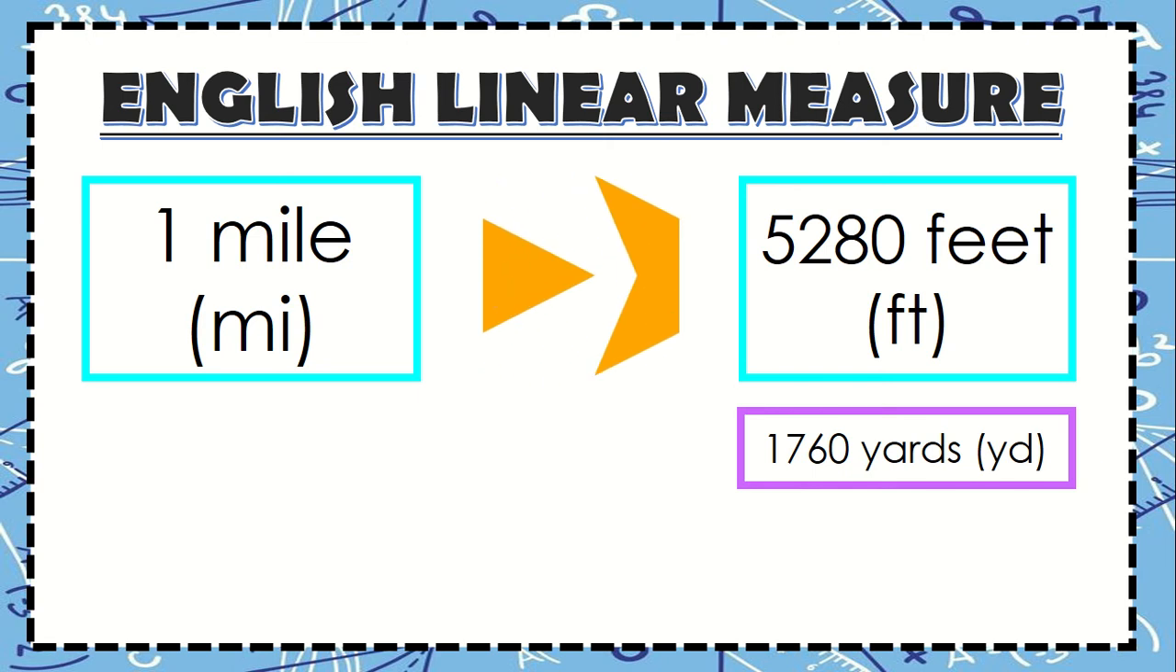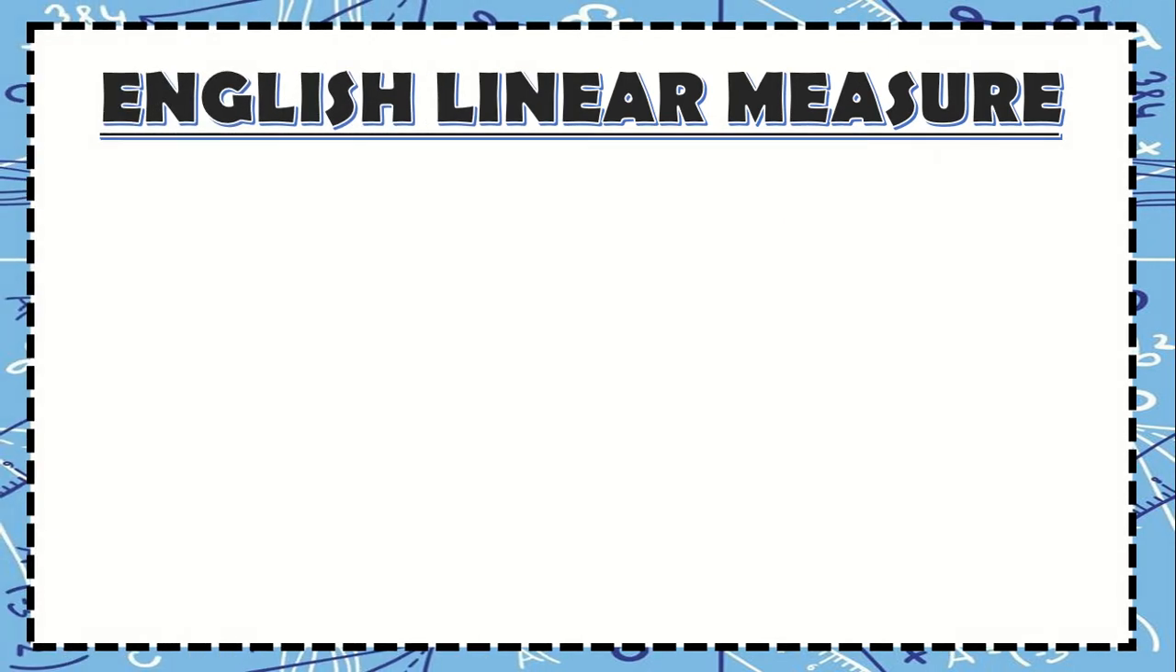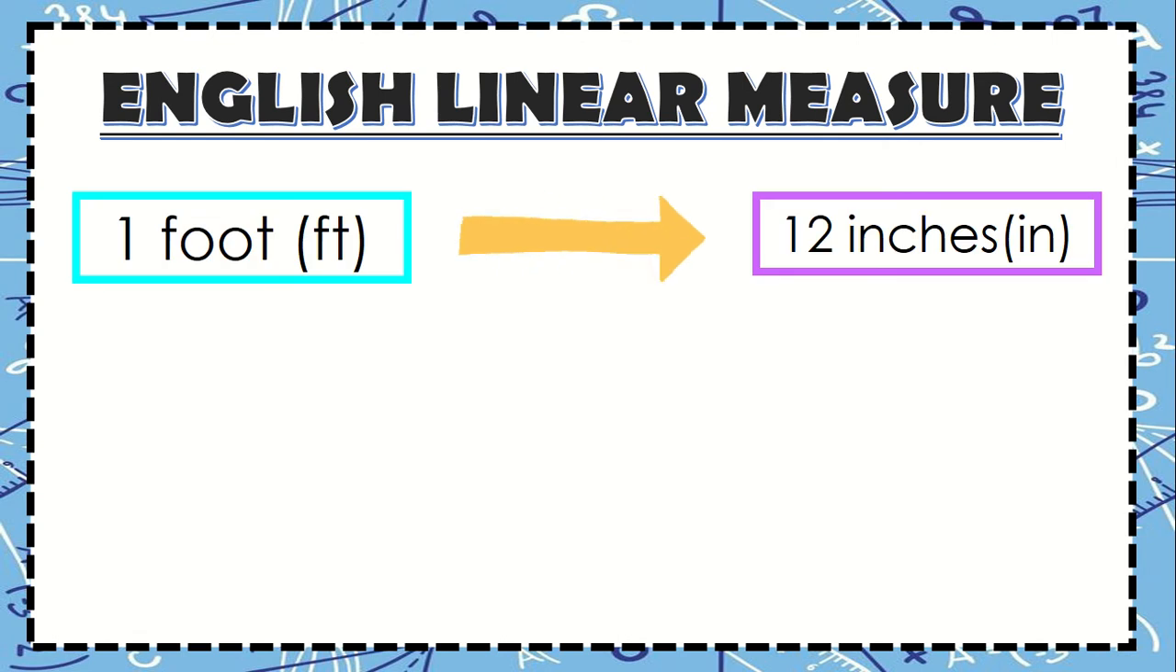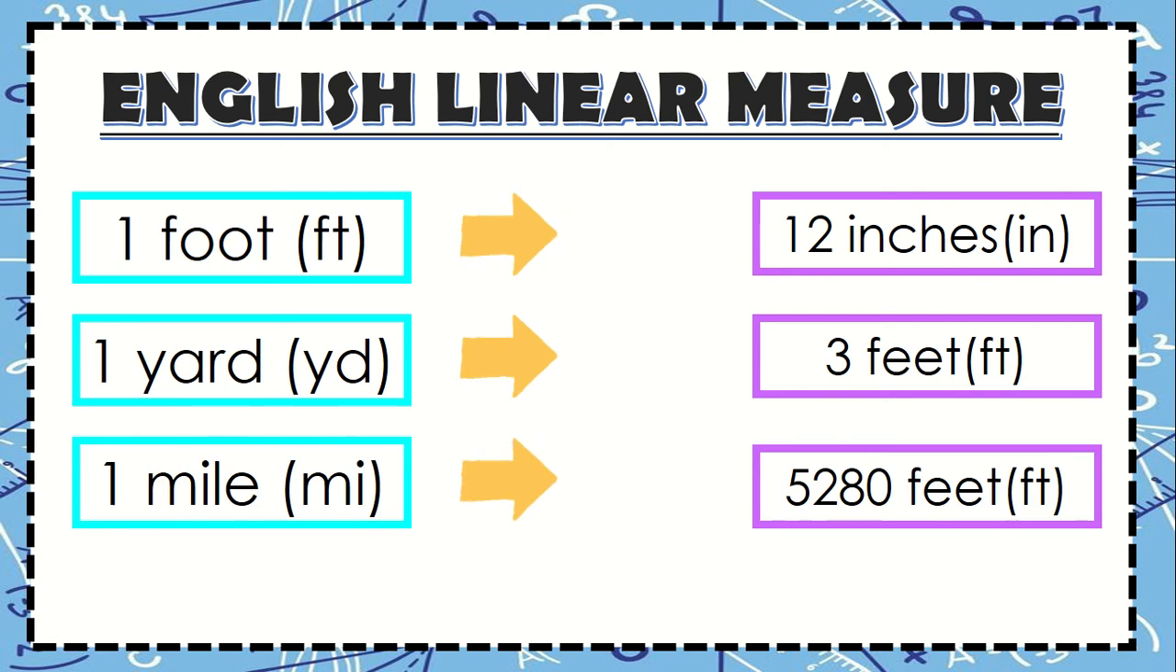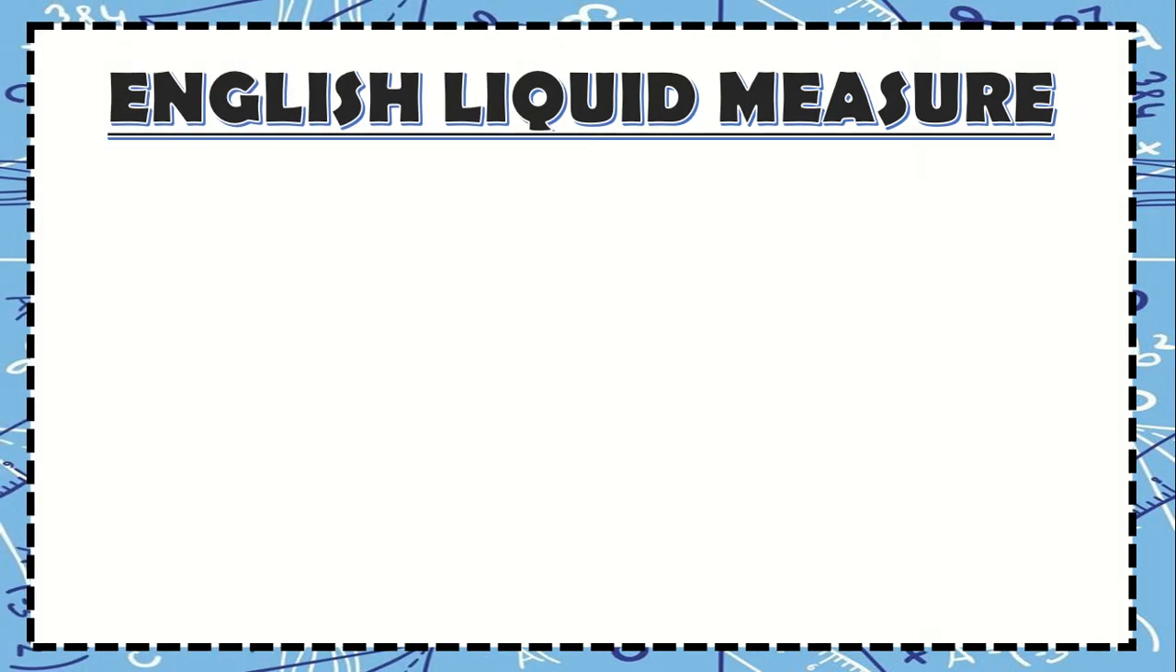Now, paano naman po kapag i-convert natin into inches? Tatanungin po nila kung ilang inches ang meron sa isang mile. So, you are going to multiply 5,280 feet into 12 inches to get the answer. Next, dito tayo sa ating summary ng linear English measure. So, 1 foot is equivalent to 12 inches, 1 yard is equivalent to 3 feet, and 1 mile is equivalent to 5,280 feet. Next, let's proceed sa ating English liquid measure.